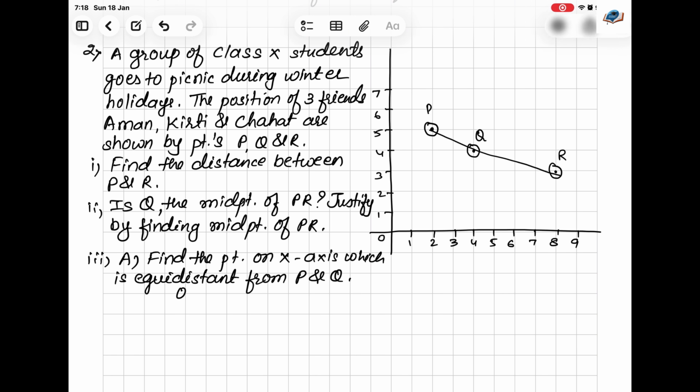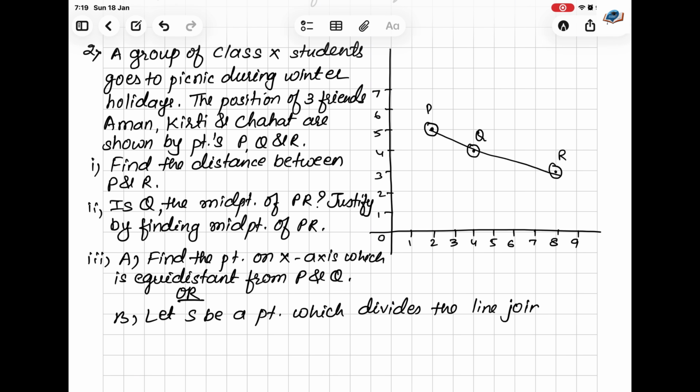Or the B1 is let S be a point which divides the line joining PQ in 2:3 ratio. Find the coordinates of S.